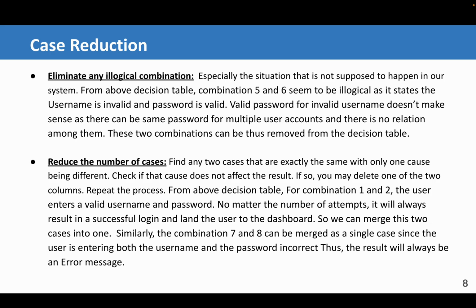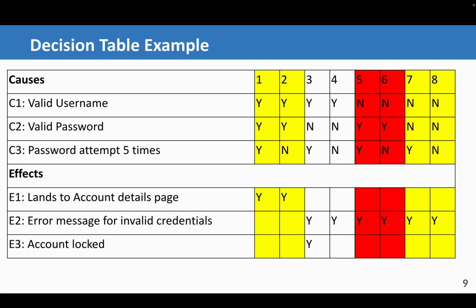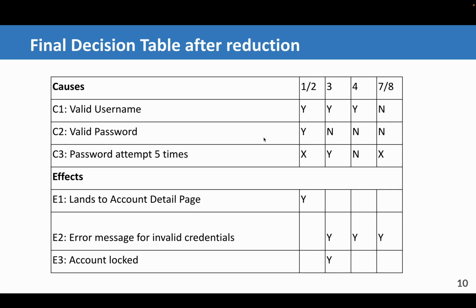After this case reduction, the final decision table we'll have is like this, with the cases we are going to merge highlighted in yellow. From 1 and 2, we are going to pick one of the conditions. Cases 3 and 4 we are not going to skip, so we need to test both of them. Cases 5 and 6 are illogical, so we are going to remove them. From 7 and 8, we are going to pick one of them. So the final decision table is like this. From 1 and 2, what we are going to test is valid username, valid password, and the cause.